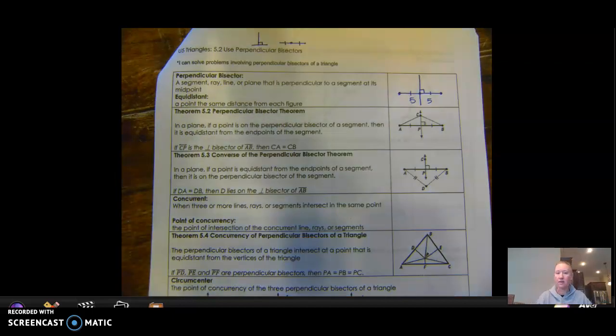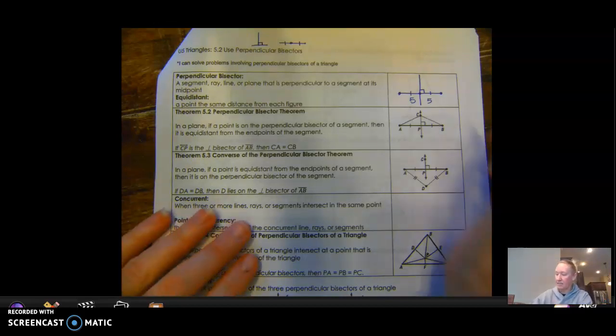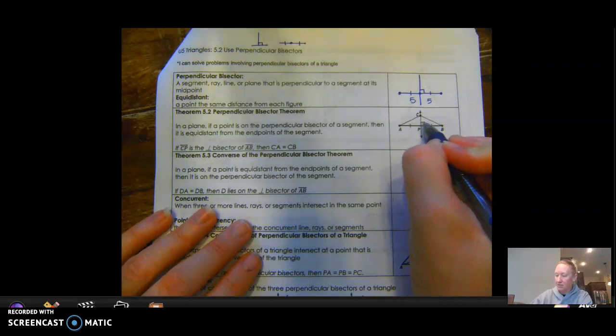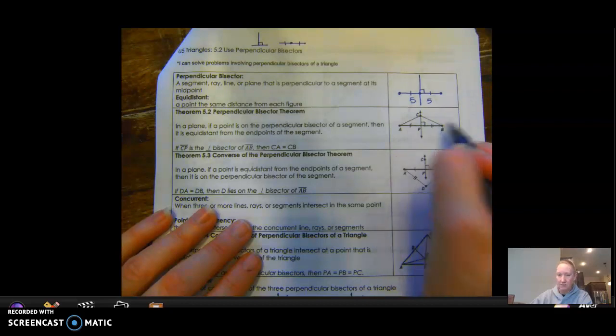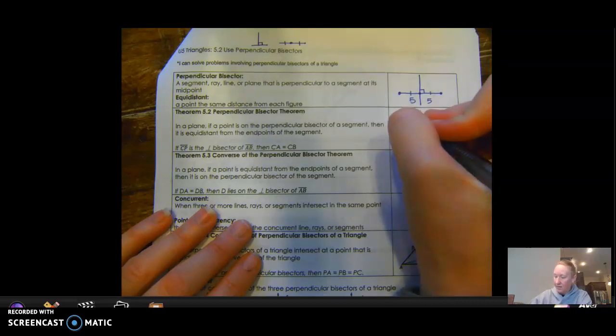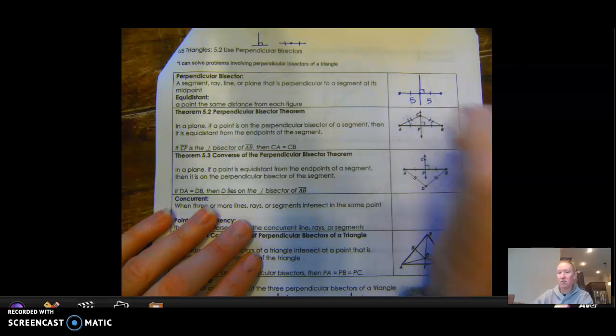Okay, theorem 5.2 is the perpendicular bisector theorem. What this is stating is, I have a perpendicular bisector. I know it's a perpendicular bisector because this is 90 degrees and this piece equals this. It is saying that if I put a point on this perpendicular bisector, so for instance point C, it is going to be equidistant to the endpoints of this segment. So A to C is going to be equal to C to B.